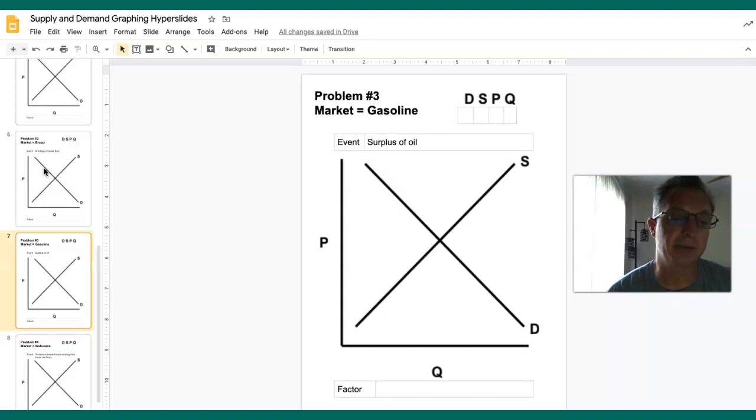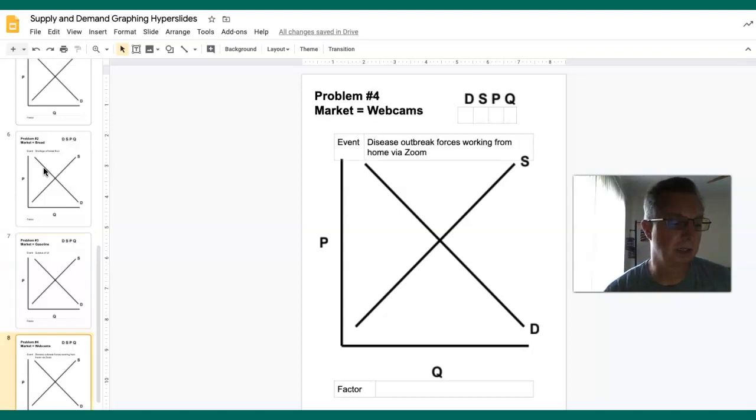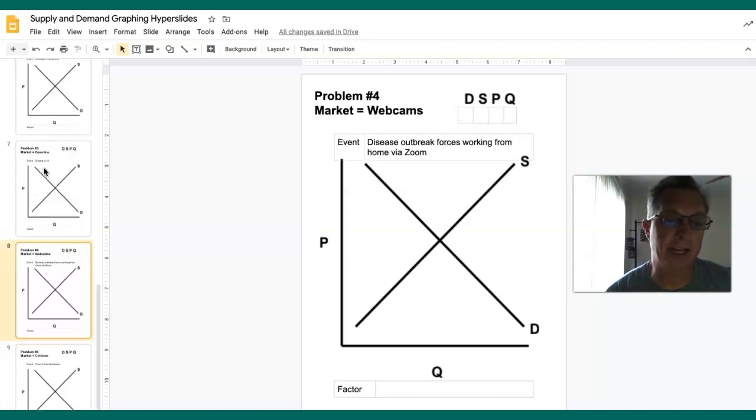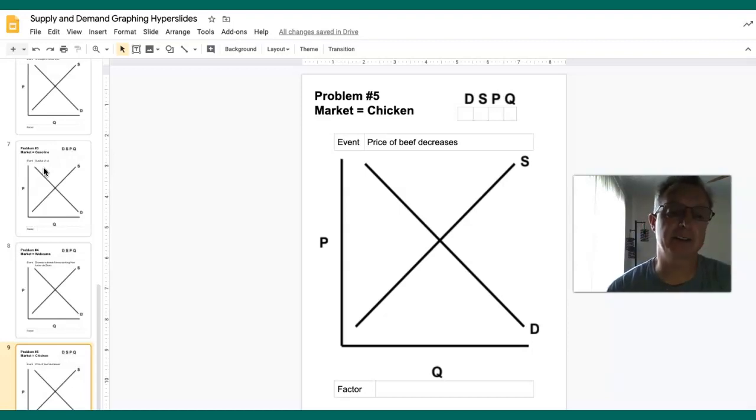And then problem 3 is gasoline with the surplus of oil. Problem 4 is webcams. A disease outbreak forces working from home via Zoom. So you have to determine what the immediate effect of that would be on webcams. The chicken market: if the price of beef decreases, what happens to the supply or demand of chicken? You've got to determine whether it would affect the supply or demand first, and then figure out what direction those curves are going to move.